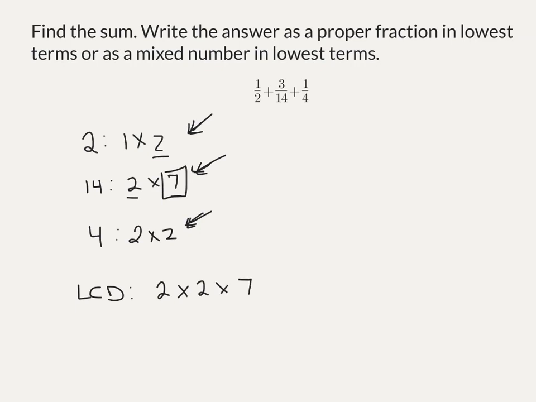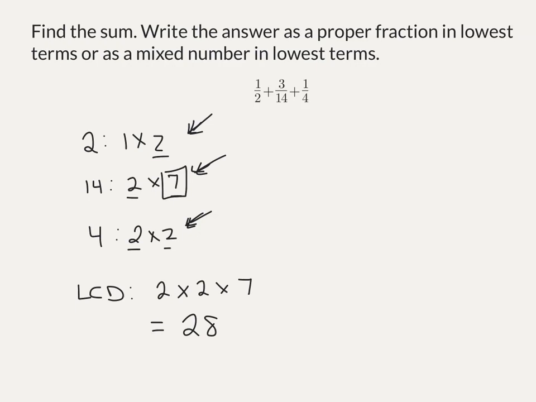If we go on to the third group, we have 2's, which I already wrote down. So I can go ahead and find my LCD. My LCD is found by multiplying 2 times 2 times 7 together, which gives me 28.